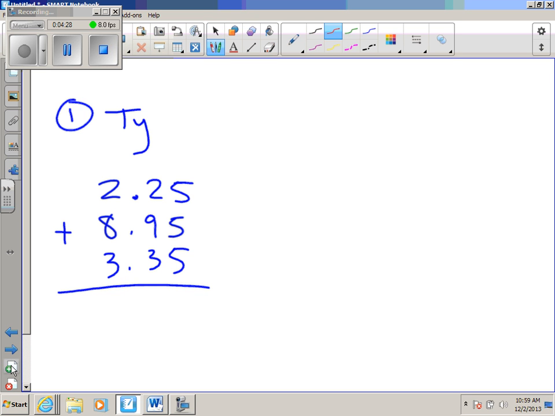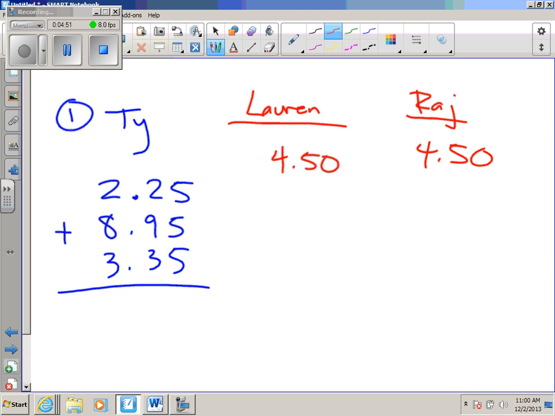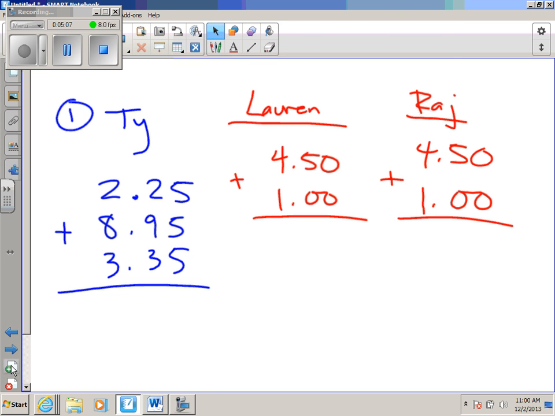And then we've got, who else? We've got Lauren and Raj. Okay. So they each have chicken fingers, which are $4.50. So I'm going to put that down for both of them. And coleslaw, which was how much, Carlos? $1. Okay. Why don't you figure this out and then we'll take it from there.